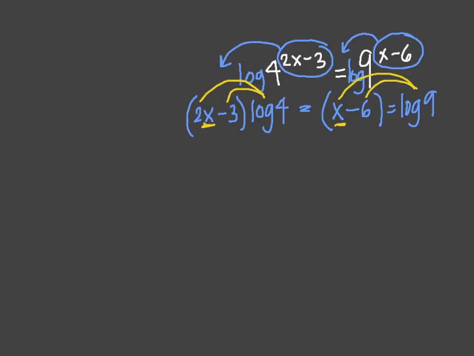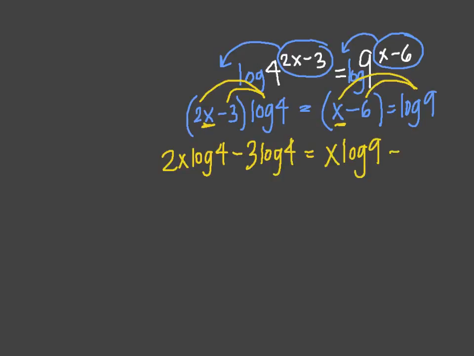Okay, so we're going to have 2x log 4. So it's basically 2 times x times log of 4, whatever that number is. Minus 3 log of 4 is all equal to x log 9. I tend to put my x on the front just so that I don't misinterpret that as being log of 9x. The x is totally independent of that log. Minus 6 log 9.